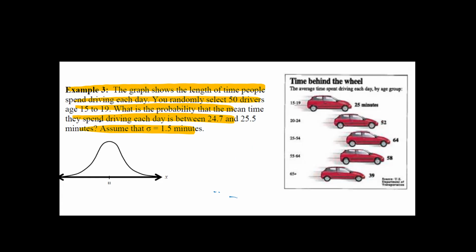But here it says you randomly selected 50 drivers. So automatically you know that there are 50 drivers. So then my N is 50. And their ages are 15 to 19.